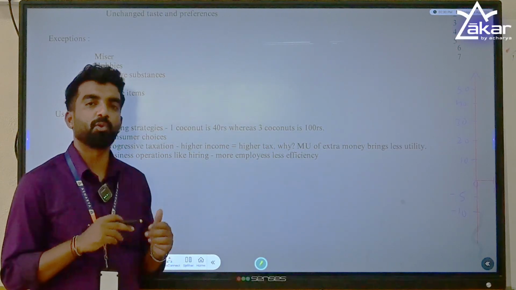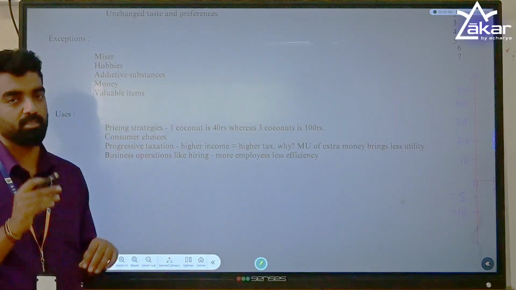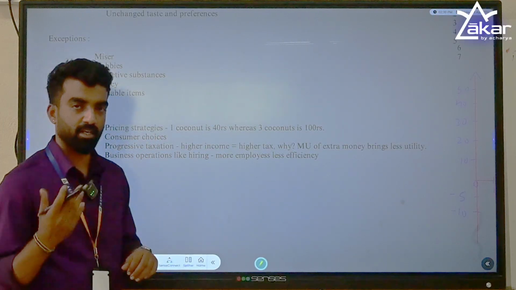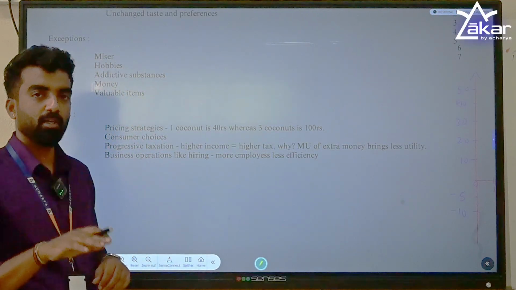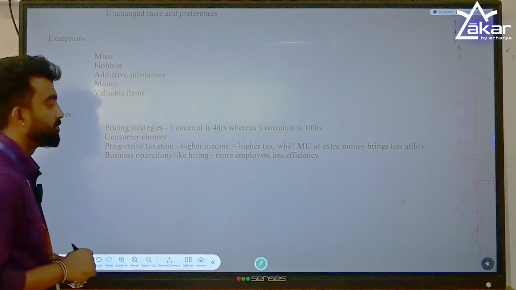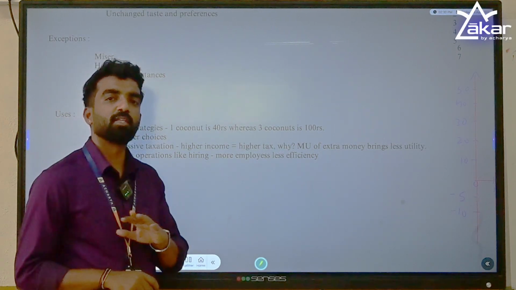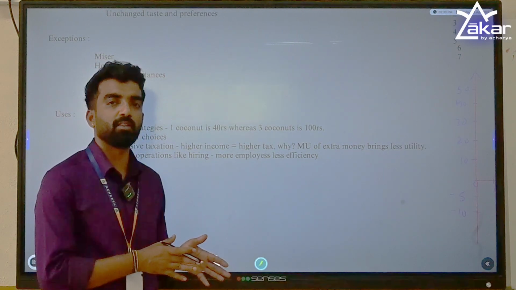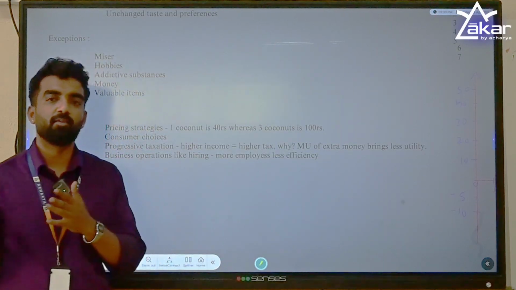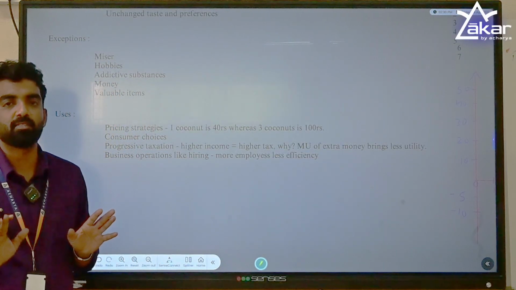Regressive means the opposite of progressive. As your income increases, the tax rate imposed on your income will decrease. Proportional means the same tax for everyone. Even if you are earning 10,000 rupees, you have to pay the same tax. Even if someone is earning 1 crore rupees, he has to pay the same tax.